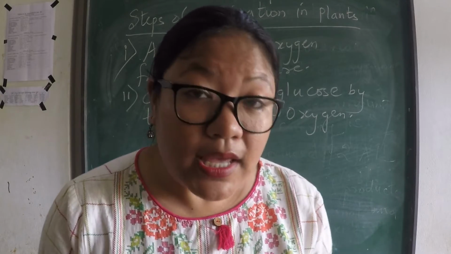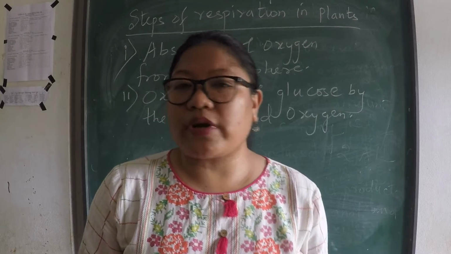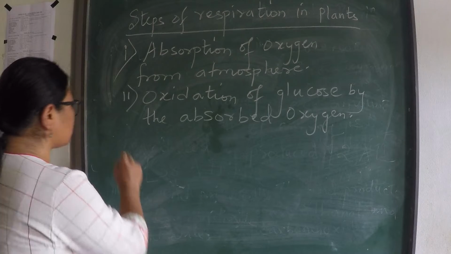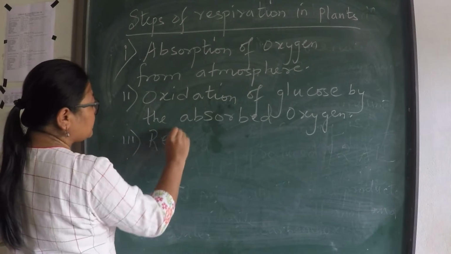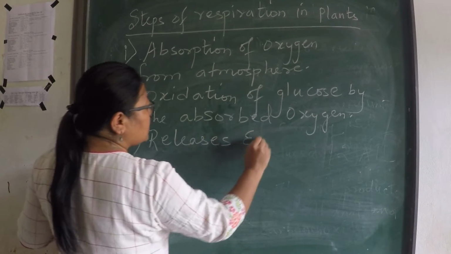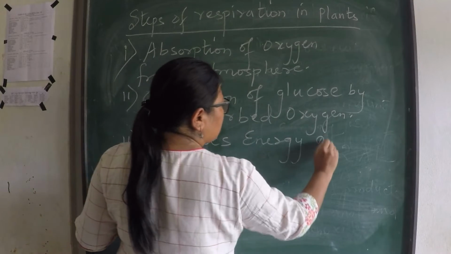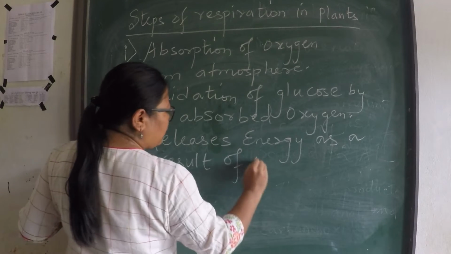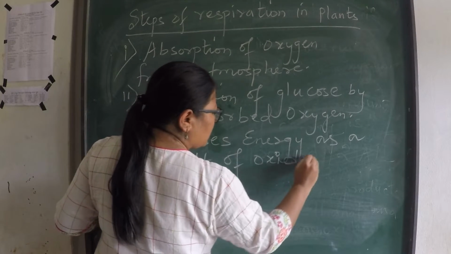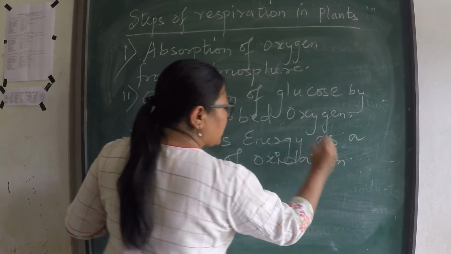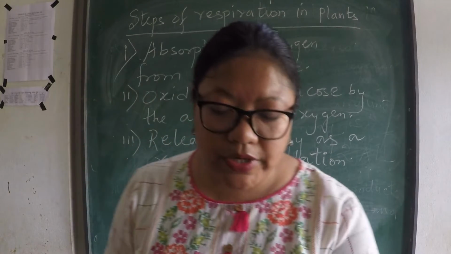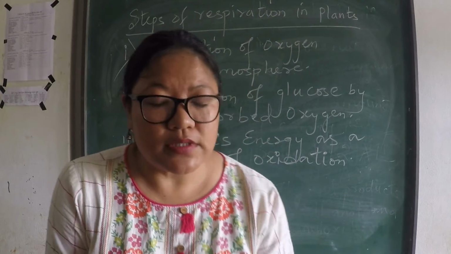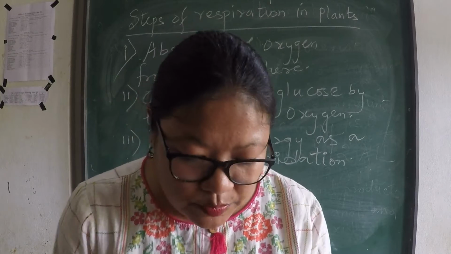Next one. Next, what happens after glucose is broken down? Yes, it releases energy as a result of oxidation. So you write releases energy as a result of oxidation. Because we know plants require respiration mainly for energy. So what happens? We get energy once glucose is broken down.